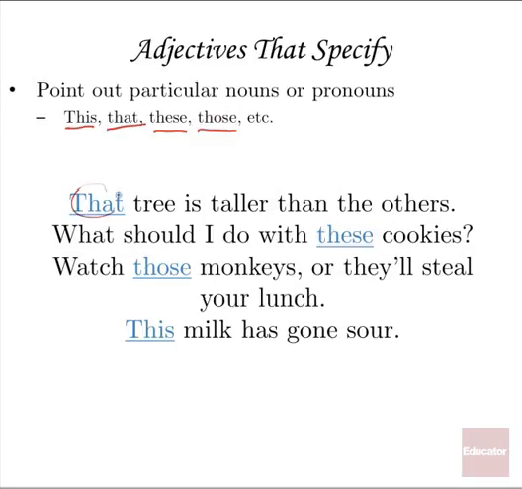That tree is taller than the others. That tree, right there. What should I do with these cookies? These cookies. Watch those monkeys, or they'll steal your lunch. And this milk has gone sour. Now, as we discussed in the pronouns lesson, the way to tell a demonstrative pronoun apart from an adjective that specifies is that an adjective is always followed by a noun or a pronoun. If it's not, you're dealing with a pronoun. If it has a noun after it, it's an adjective.